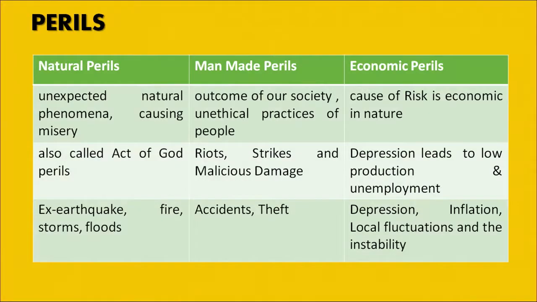Now, having talked about the perils, let us now understand what are the natural, man-made and economic perils. When we talk about natural perils, it is something like a misery, an unexpected phenomenon. Like I also discussed about the loss arising due to earthquakes, landslides, tsunamis are all natural perils. When we talk about man-made perils, it is the outcome of our society or unethical practices of people like riots, strikes, or any malicious damage. Accidents, thefts are also related to man-made peril. And there are economic perils which are cause of risk in economic nature. Depression due to the economy not going up, there is a slump in the economy, there is low production and unemployment, inflation and local fluctuations which cause instability are examples of economic perils.